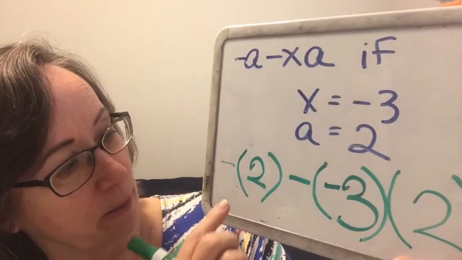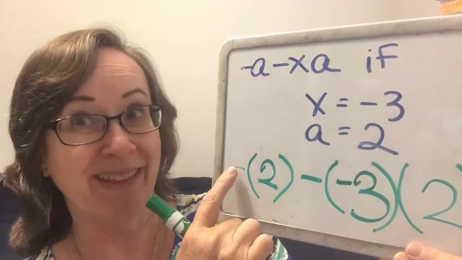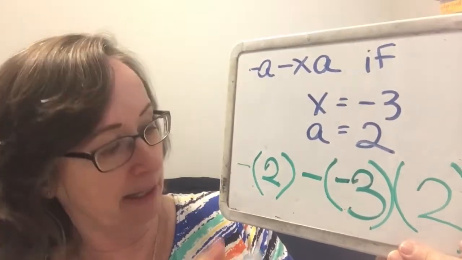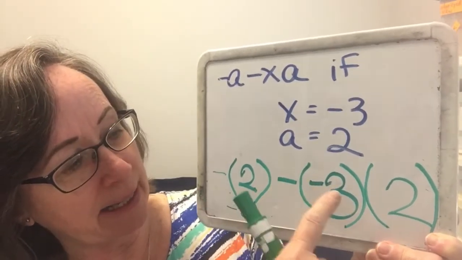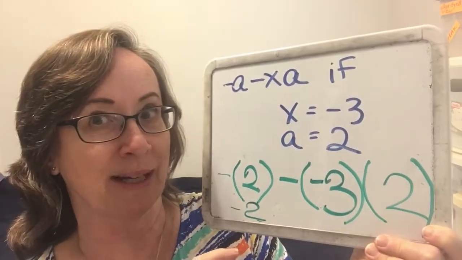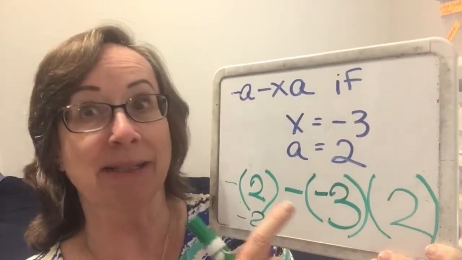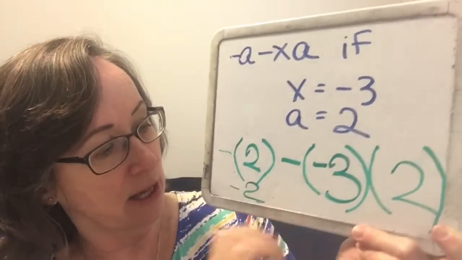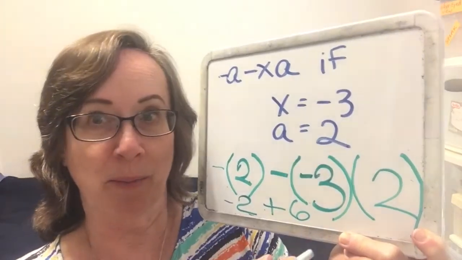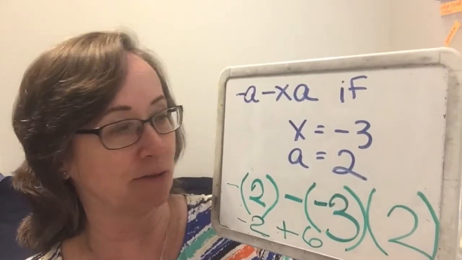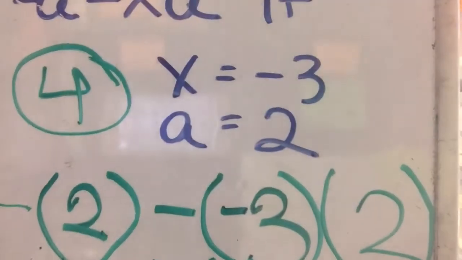So now we're going to multiply. -1 times a 2, or the opposite of 2, is a -2. And then minus, and now a -3 times a 2 is a -6, but then minus a -6 is the same as the opposite of a -6. So that will be a +6. And -2 plus 6 would be a +4. So the answer to that one is a +4.